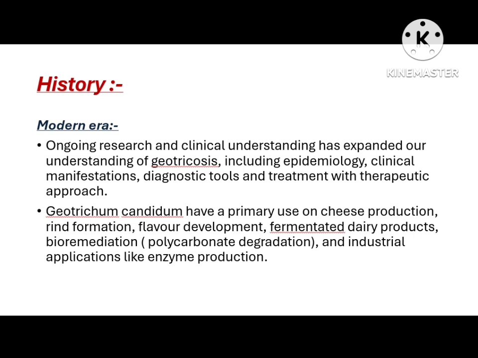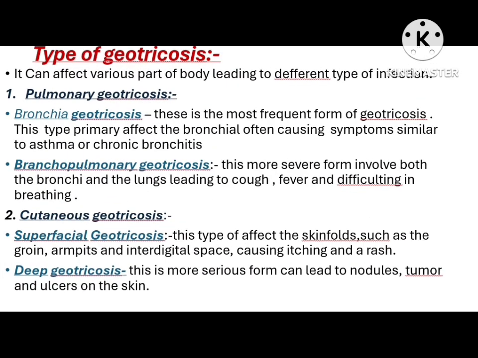diagnostic tools, and treatment. Geotrichum candidum has a primary use in cheese production, ripening, flavor development, fermented dairy products, bioremediation, and industrial applications like enzyme production. Geotrichum candidum can affect various parts of the body, leading to different types of infection.